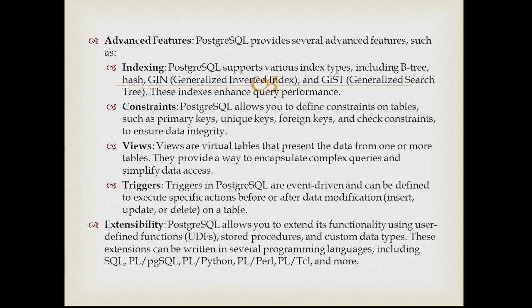And here are some advanced features of it, like indexing, constraints, views, and triggers. It has various index types like B-trees, generalized inverted index, and GiST indexes. These are all the varieties of indexes it uses. Constraints: it has all the constraints like primary key, unique key, foreign key, and check constraints, so that data integrity will be there.